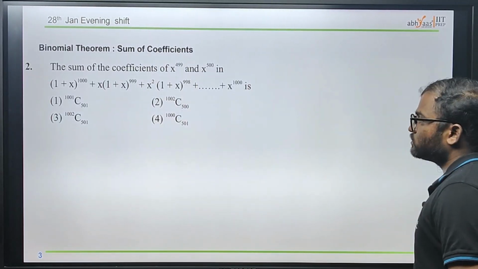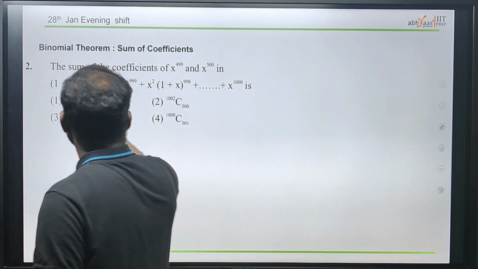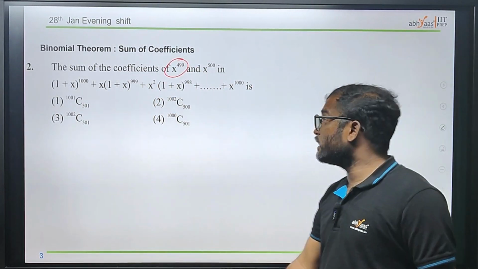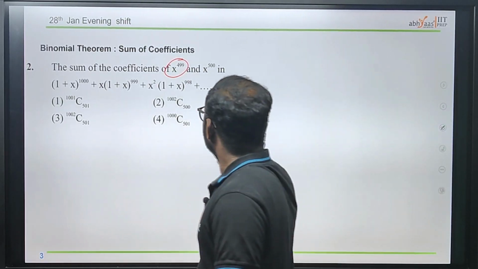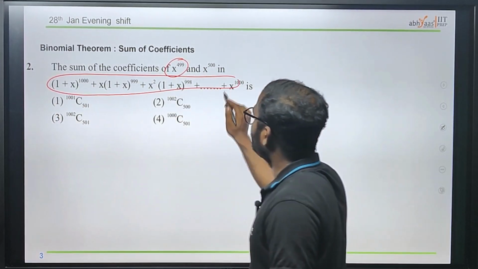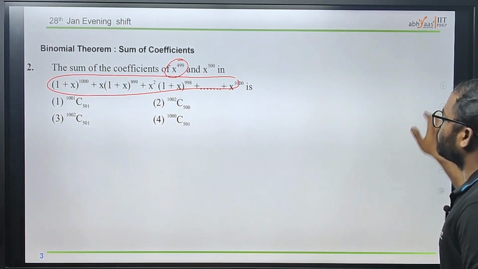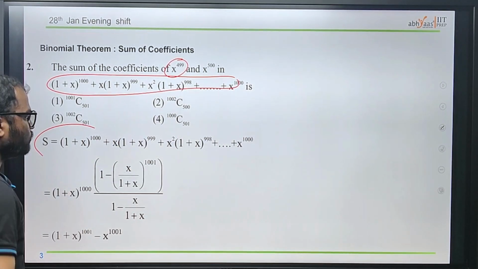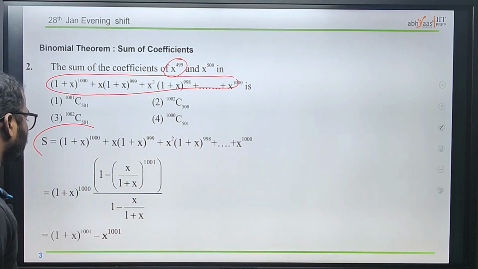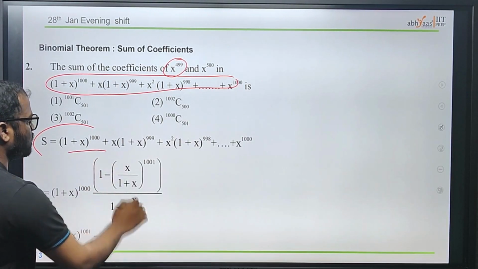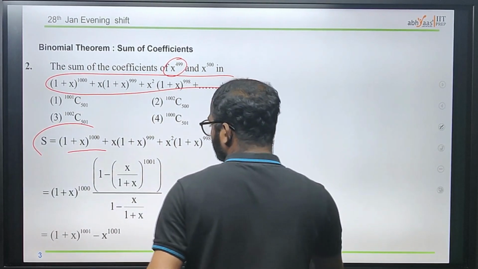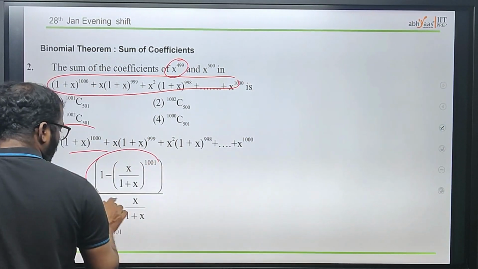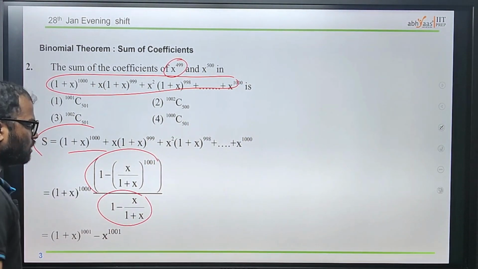Now the next question is binomial theorem, sum of coefficients. We need to find the sum of coefficients of x power 499 and x power 500 in this expansion. Firstly, write S equal to this one. Next, just seeing this we can easily say that we have a GP type of situation here. By using that we can easily make it power 1001 divided by x by 1 plus x.